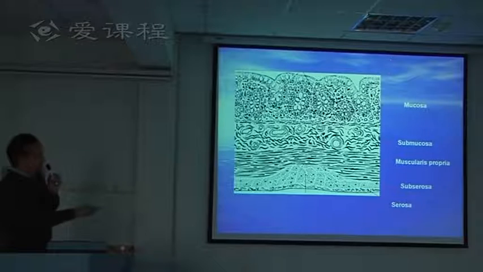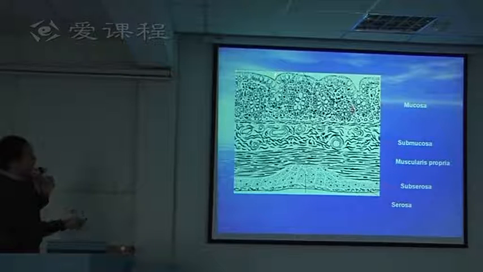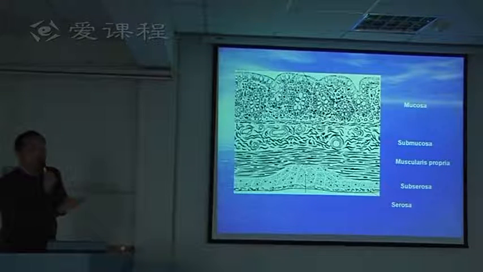This is a different layer of the colon mucosa. So this is the wall. First the mucosa, submucosa, muscularis propria, and the serosa. Four different layers. If the tumor is located in this area, in the mucosa, it is called T1.